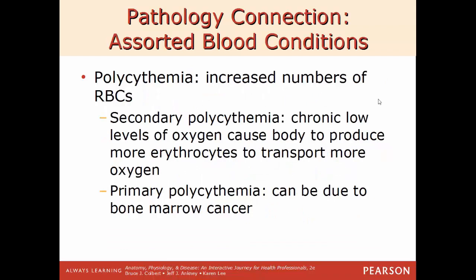All right, now move on to pathology connection. We'll talk about assorted blood conditions. Polycythemia is an increased number of red blood cells. There are two types here, primary and secondary. Secondary polycythemia is when chronic low levels of oxygen cause the body to produce more erythrocytes to transport more oxygen. Remember, the function of red blood cells is to transport oxygen. So if you have a chronic situation where you have low levels of oxygen, the body has to respond by making more red blood cells to maintain the levels of oxygen that your cells need. And then primary polycythemia can be due to bone marrow cancer.